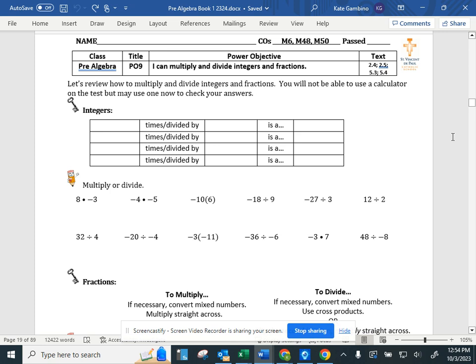Good afternoon. Today we are doing PO9. This time, instead of adding and subtracting those integers, we are multiplying and dividing integers and fractions. So we're still working with those positives and negatives, but this time it's with different operations, multiplying and dividing. So first thing we have to do is review how we multiply and divide. And then we need to think about what we do with our positives and negatives.